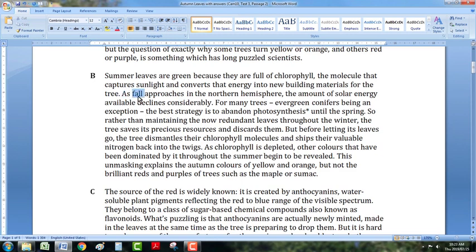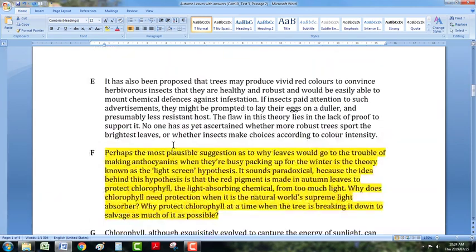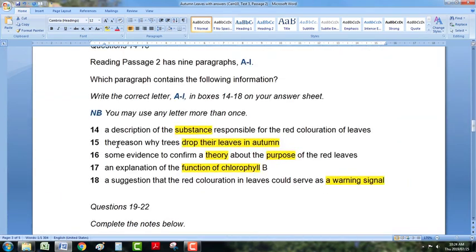As fall approaches, fall, I don't know if you know it, fall is autumn. The British say autumn, the Americans say fall. As autumn approaches, the amount of solar energy available declines. And so now you're kind of reading, detailed reading. So rather than maintaining, the tree saves its precious resources and discards them. But before letting its leaves go, so that's drop the leaves. So there's autumn and there's dropping the leaves. And so we're pretty sure that it's going to be this one.